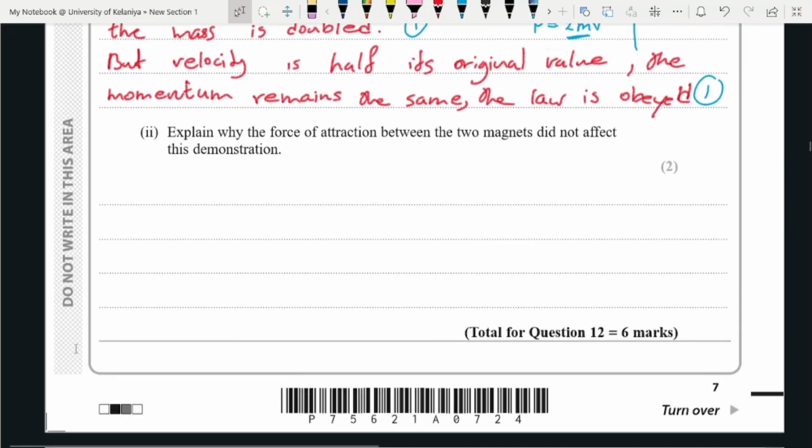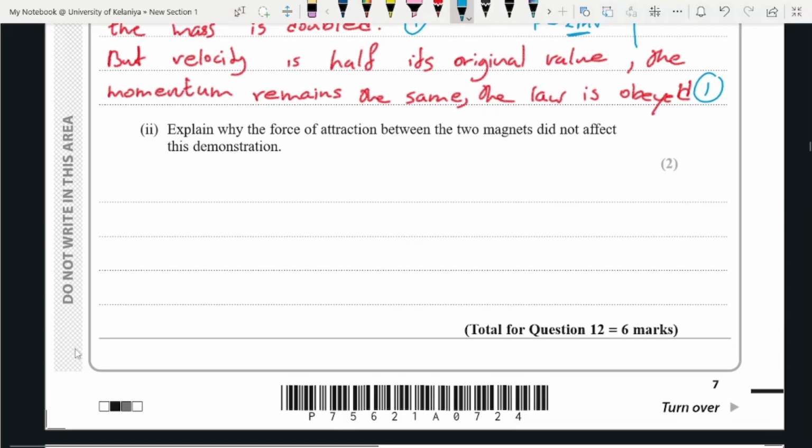The next one: explain why the force of attraction between the two magnets did not affect this demonstration. Here's our glider A and here's our glider B. Here they have mentioned force of attraction, so we will have forces over here, and you should know these two forces are Newton's third law forces, so they have equal magnitude and opposite direction.